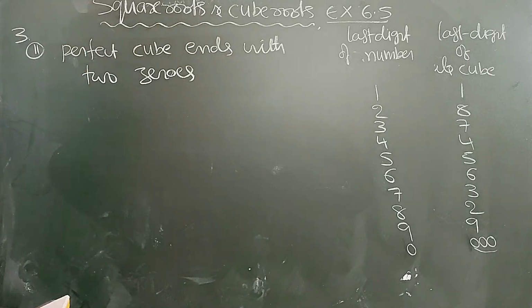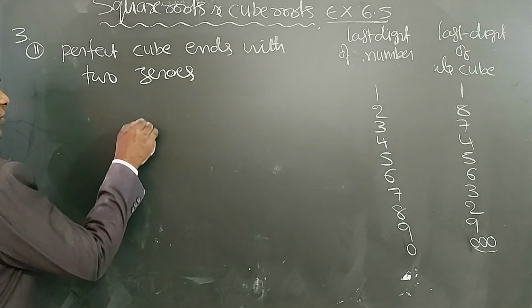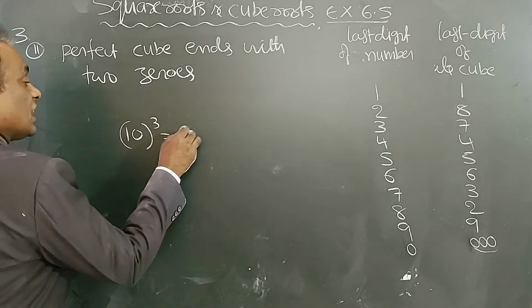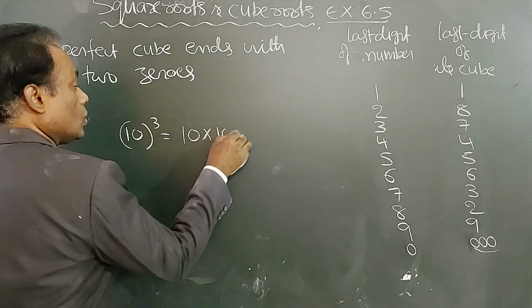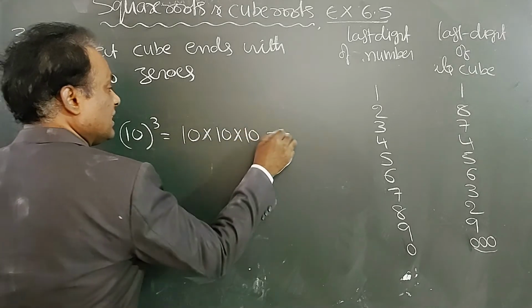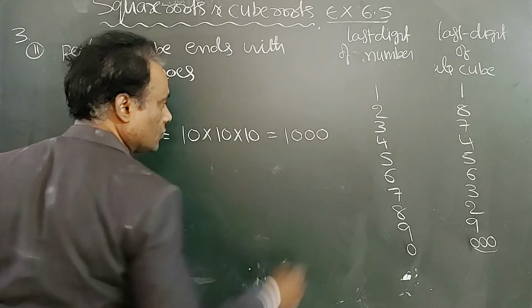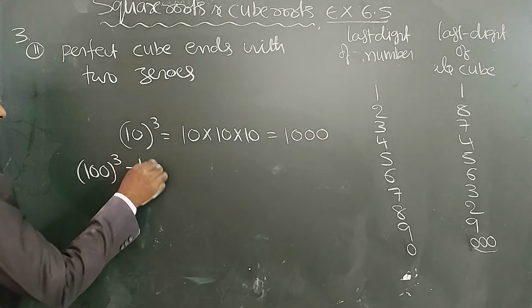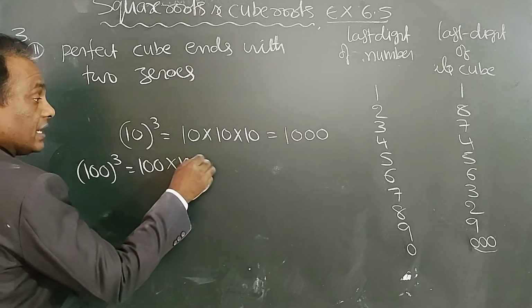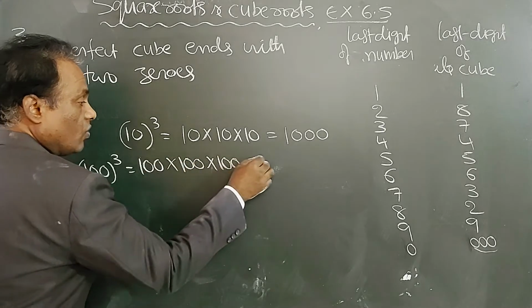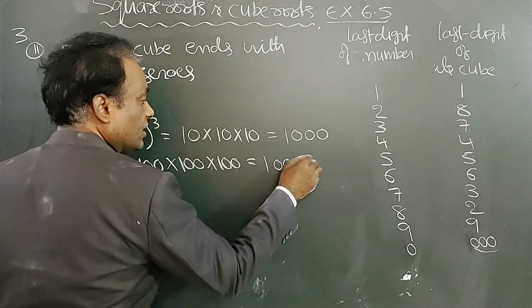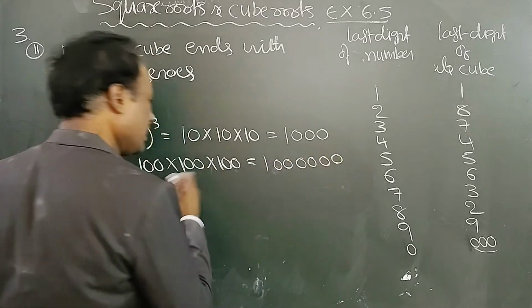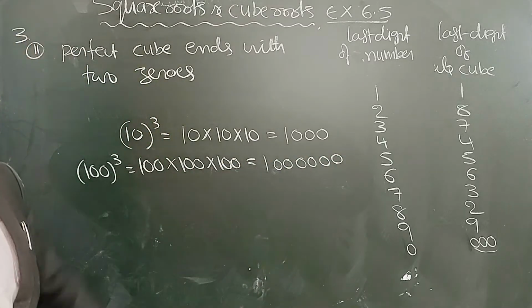Students, cube any number. Suppose if you cube 10. What is 10 cube? 10 into 10 into 10. The answer is 1000. Suppose if you cube 100. 100 cube. 100 into 100 into 100. What is the answer? You know how to multiply. You know multiplication. You will get this answer.